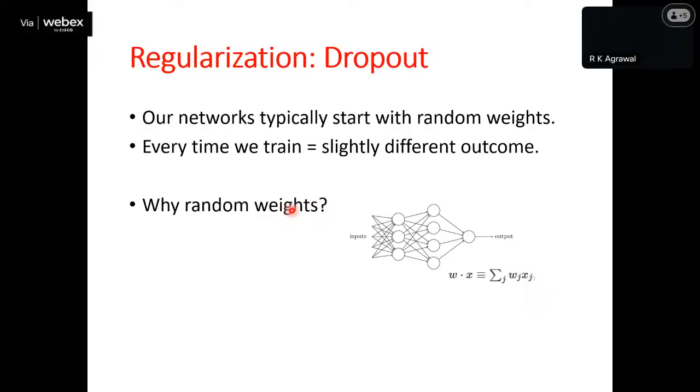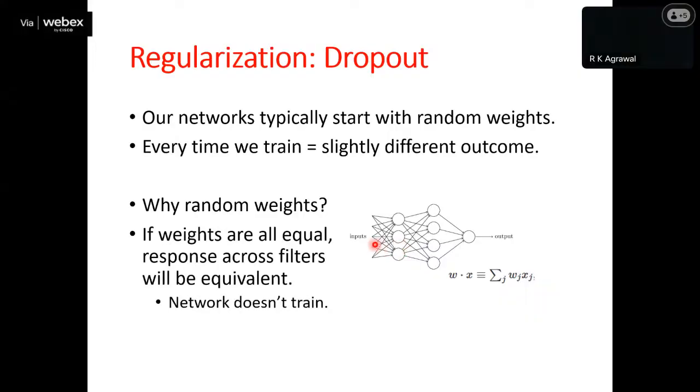In good practice, whenever we start with a neural network architecture, we start with random weights. Then the question may arise: why do we start with random weights? Why don't we start with predefined weights? There is a reason.